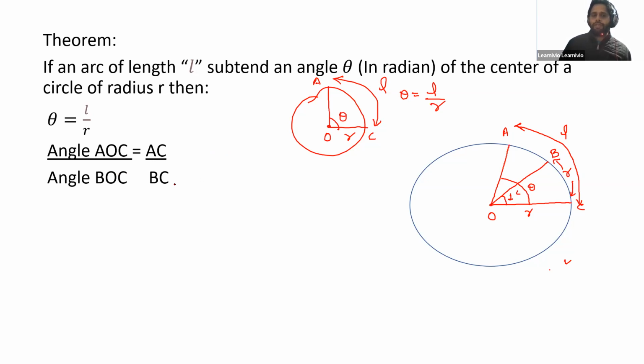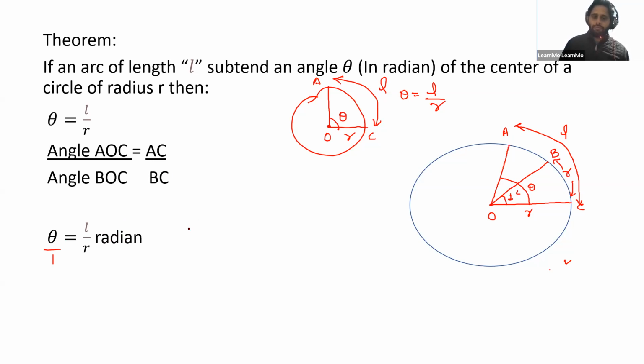Okay, so that means angle AOC by angle BOC is equal to AC by BC. These are the arcs. Now, what is angle AOC? Angle AOC is theta. So in place of this, we will put a theta. What is angle BOC? This is 1 radian. So here we will put a 1. Now, what is AC? AC is L. And what is R? R is the radius. So theta is equal to L by R. And this complete is in radian.